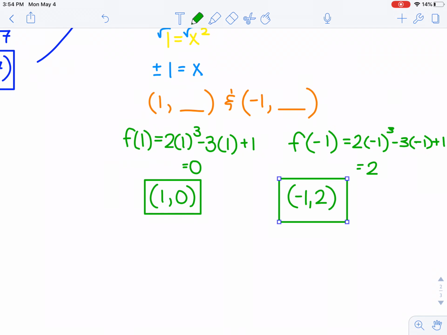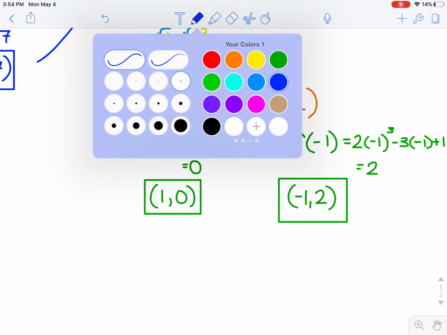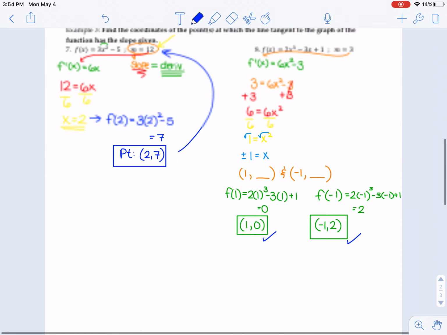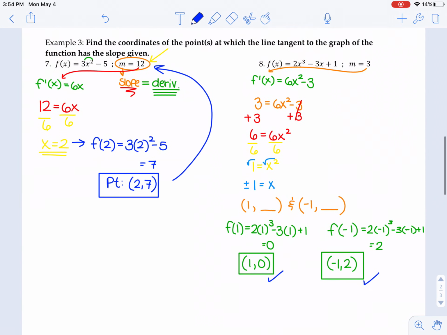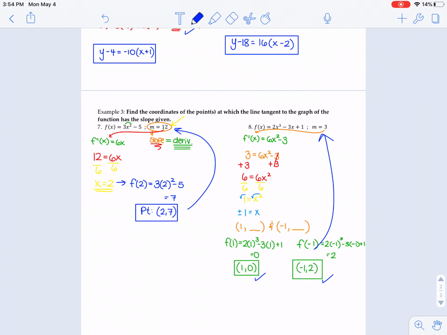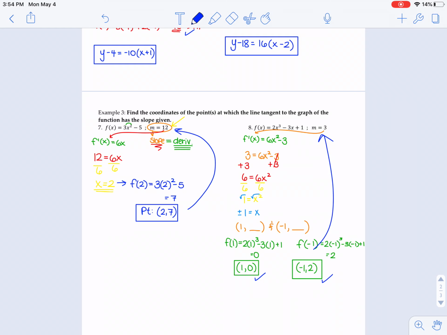Okay, so at these 2 points, at 1, 0 and at negative 1, 2, if I find the tangent line, it's going to have a slope of 3. So that's the moral of the story. I know that that was definitely kind of fast, but hopefully it sunk in.